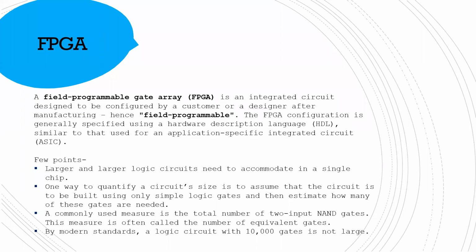This is the FPGA. A field programmable gate array is an integrated circuit designed to be configured by a customer or a designer after manufacturing, hence field programmable. That means the whole IC is designed so that people can buy it, take it to their home, design the thing, upload the design and program the IC, right?